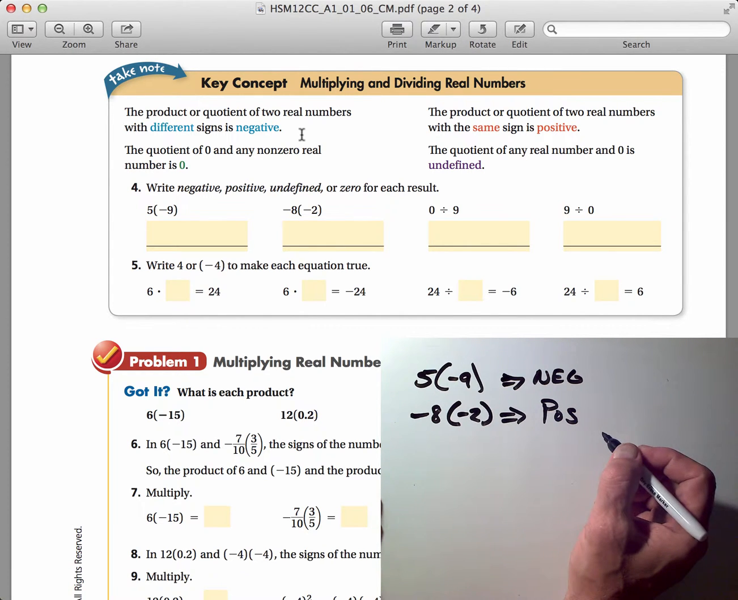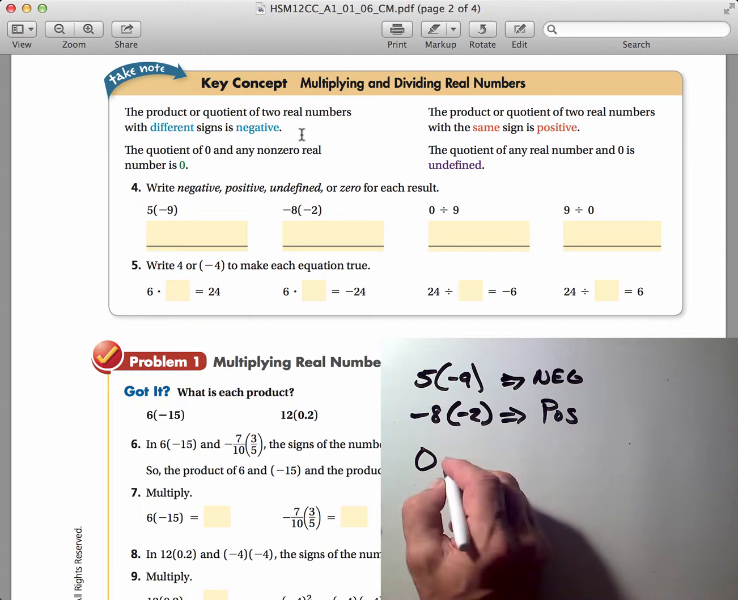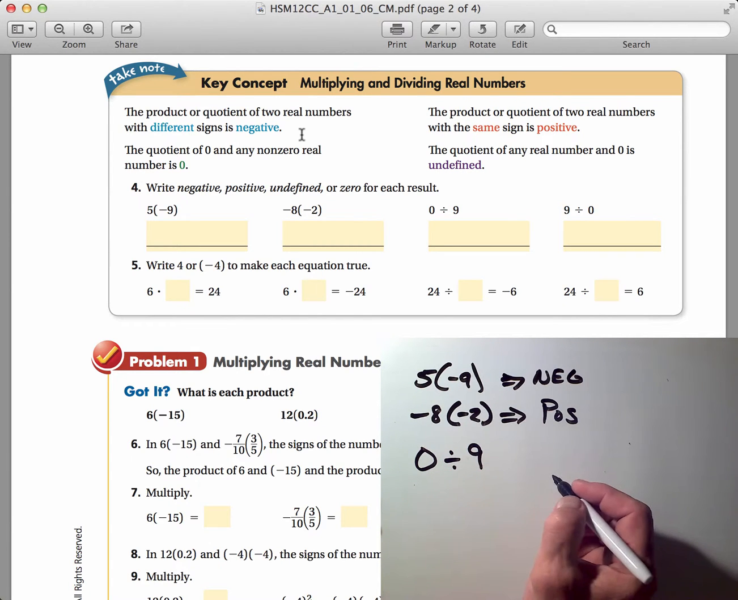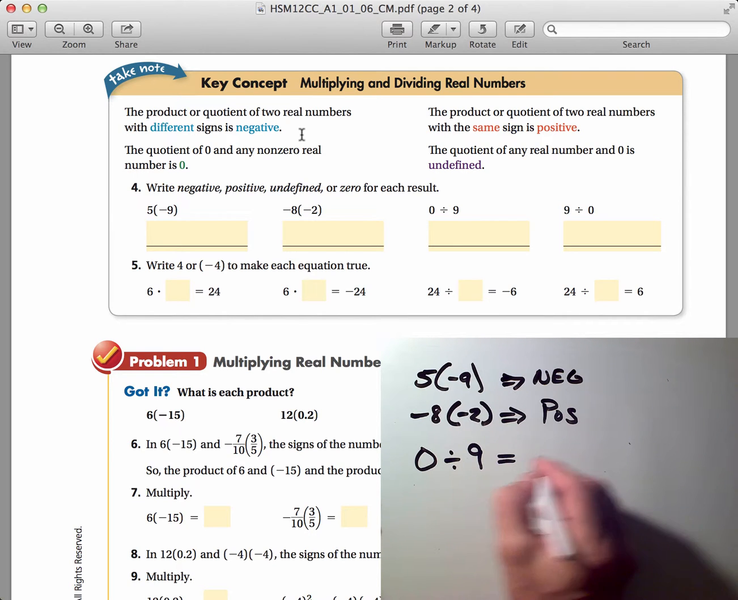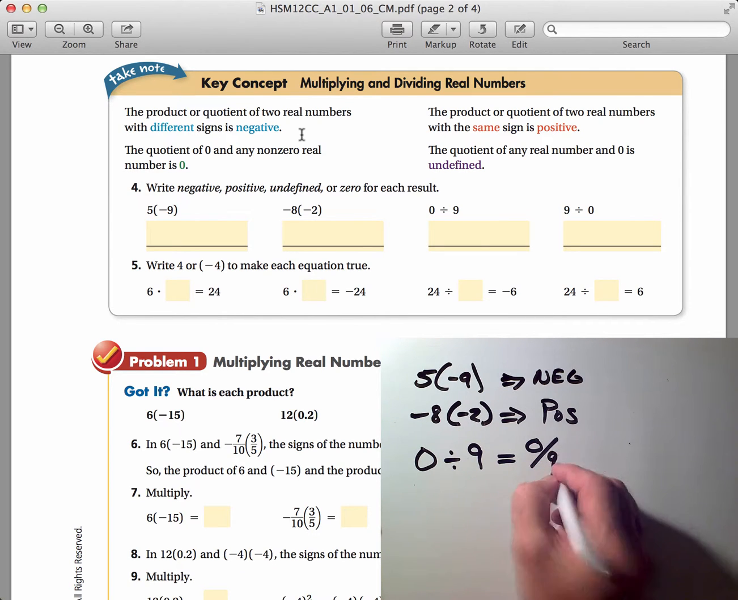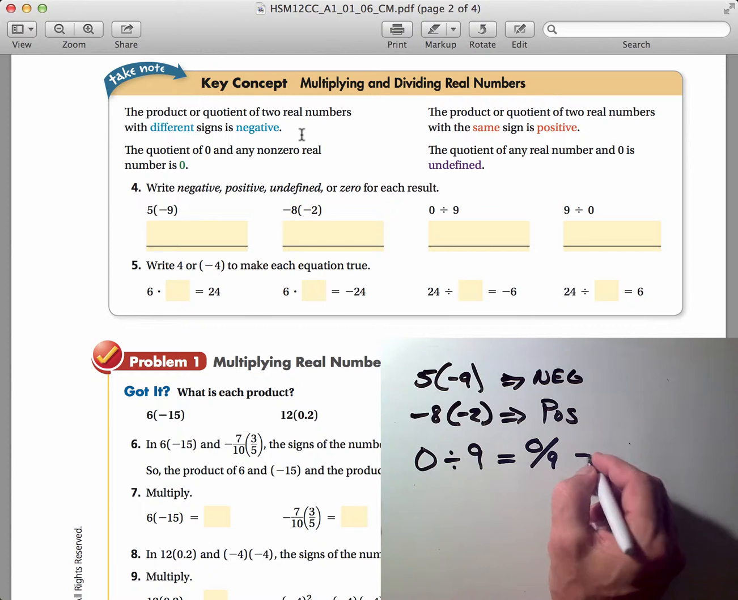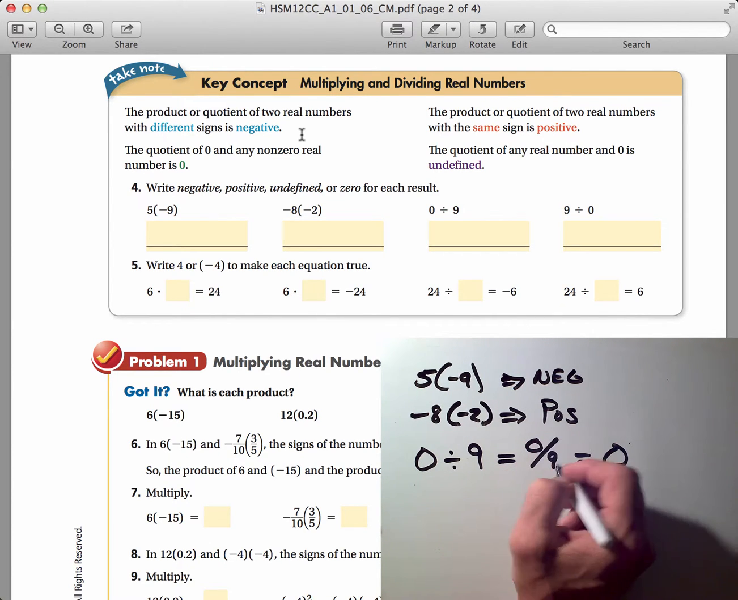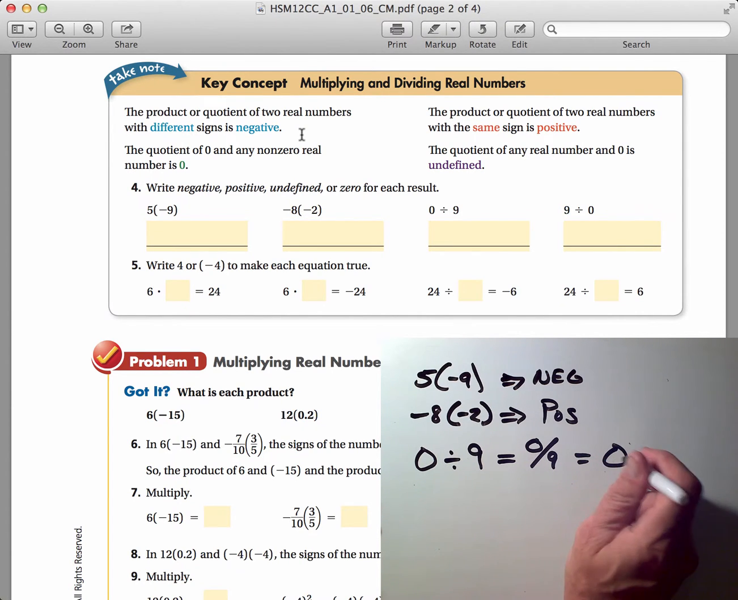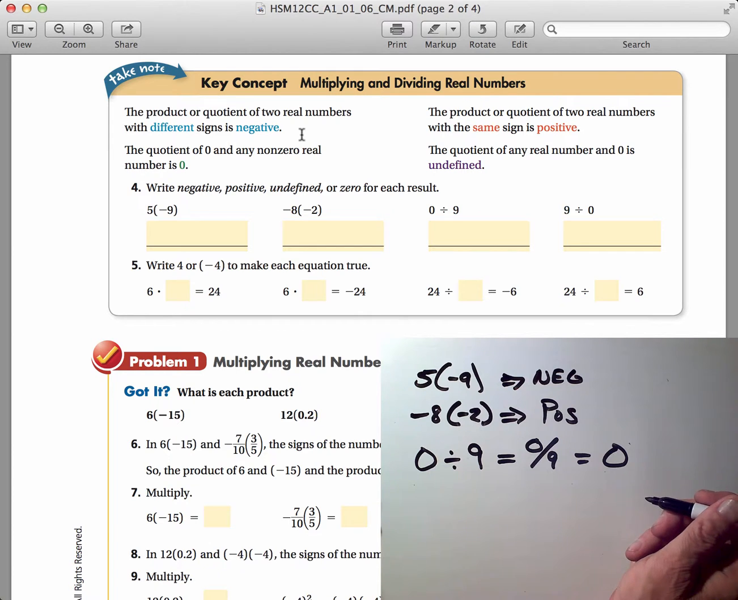Let's take a look at number 3. We have 0 divided by 9. If we were going to rewrite this, it could be 0 over 9. Well, in this case, it's always 0. When there's a 0 on top and some number other than 0 on the bottom, the result is always 0.